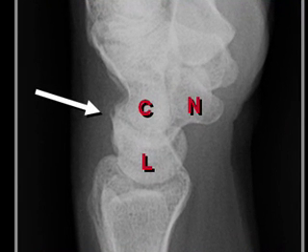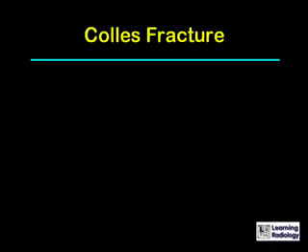On the lateral view, we see the lunate and the capitate line up with each other, as well as the distal radius. We can see the navicular, the scaphoid, anteriorly, and on the dorsum of the wrist, the white arrow is pointing to the location where the triquetrum is.